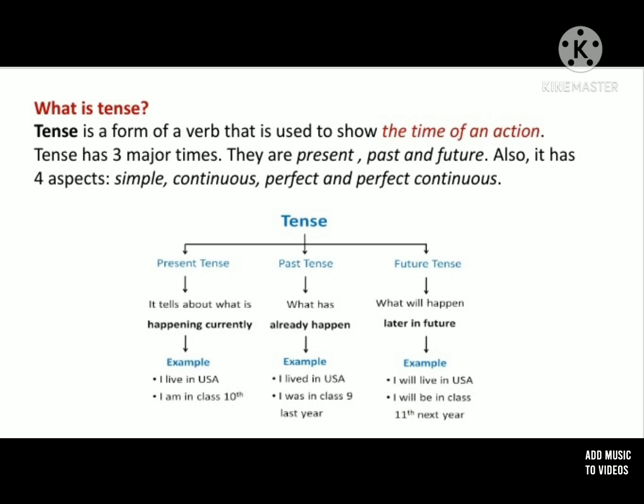The first tense, present tense, it tells about what is happening currently. That means what is happening now. For example, I live in USA. I'm in class 10. The next one, past tense. What has already happened. For example, I lived in USA. I was in class 9 last year.